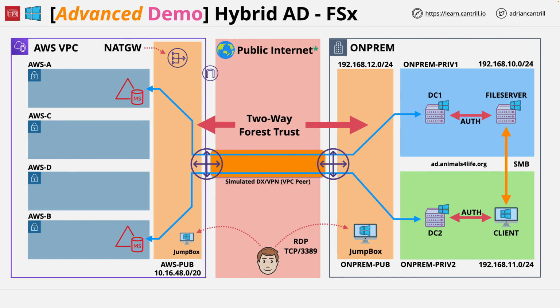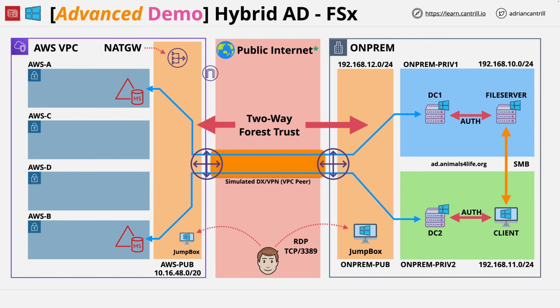Welcome back to stage 5 of this demo lesson. By the end of stage 4, this is the infrastructure that you've configured. We've got the on-premises directory on the right, the AWS directory on the left, and a two-way forest trust configured and verified between these two isolated Active Directories.